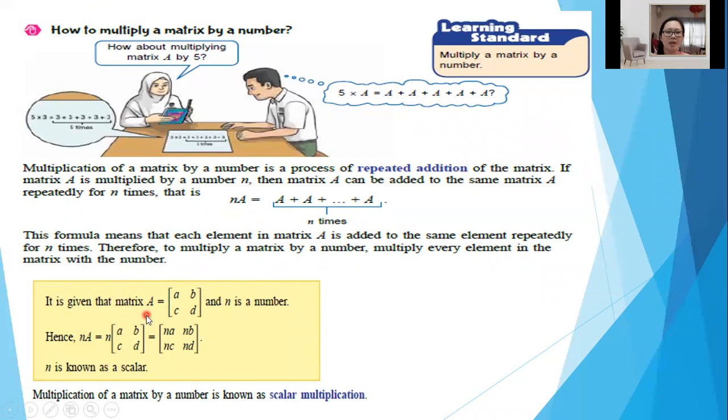Okay, so A is the matrix, n is the number. So nA equals n times the matrix with elements a, b, c, d. We will multiply the n into the bracket to each of the a, b, c, and d. So it is na, nb, nc, nd. Multiplication of a matrix by a number is known as scalar multiplication.